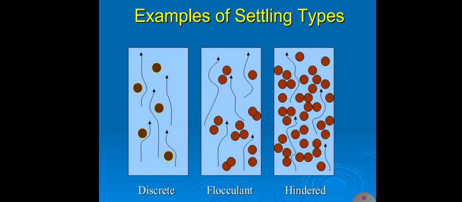And now coming to hindered settling. Unlike discrete settling, in the case of hindered settling, the number of particles will be more. So there will be a hindrance or a resistance to the settling of the particles. In this case, the particles will settle at a lower speed than in the case of discrete settling.